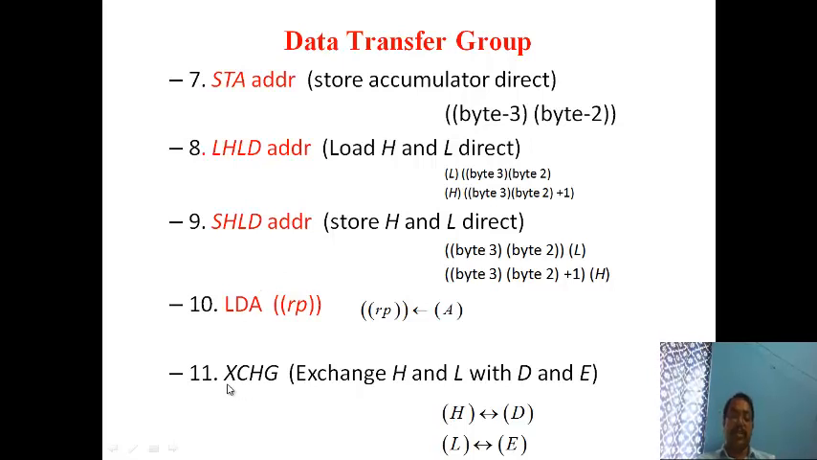Then comes an instruction called exchange, XCHG. Exchange the content of H to D, L to E, that is called exchange. Similarly, E content will be moved to L and D content will be moved to H. In other words, it is like a swap.